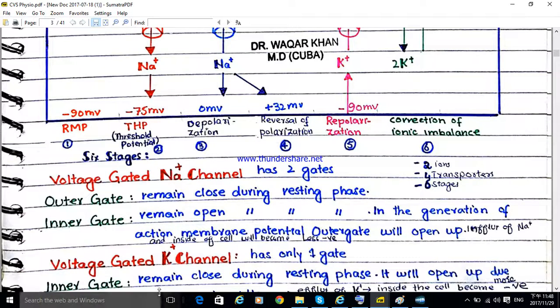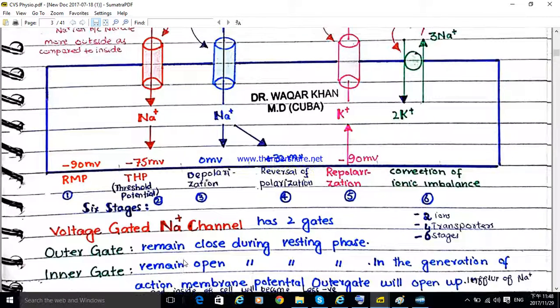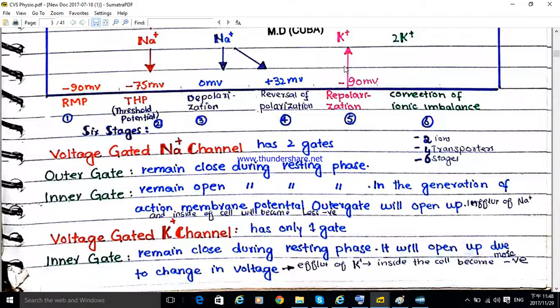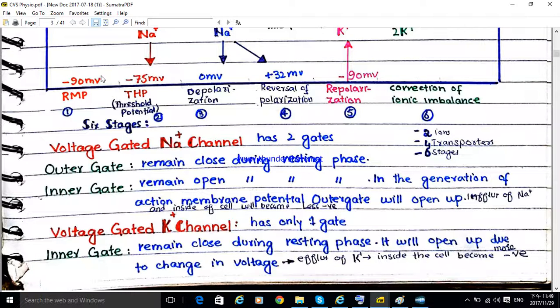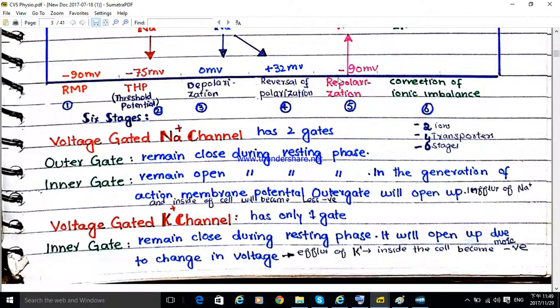And now the voltage gated potassium channel. As we have seen, it has only one gate, and through this there will be an efflux of potassium ions. The gate remains closed during the resting phase, and when this specific potential is gained, it will open up and there will be an efflux of potassium, and the inside of the cell becomes more negative. As positive charge is lost, the cell becomes more negative and comes back to its resting phase, the original state, minus 90 mV.